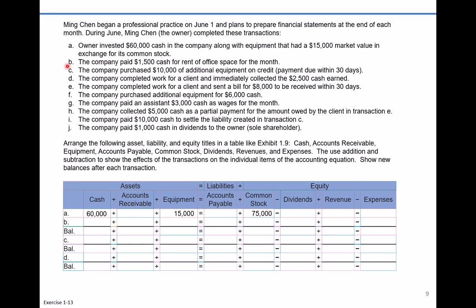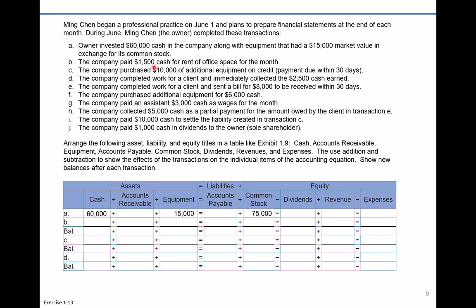Okay, let's take a look at part B. Part B says the company paid $15,000 cash for rent of office space for the month. So the company used up $15,000 of its cash for rent. Well, what is rent? That's the type of expense that a company incurs on a month-to-month basis. So they have rent expense, and we know the two accounts involved in this transaction were cash and expenses, specifically rent expense, but we just have one category called expenses that we'll dump it all into.